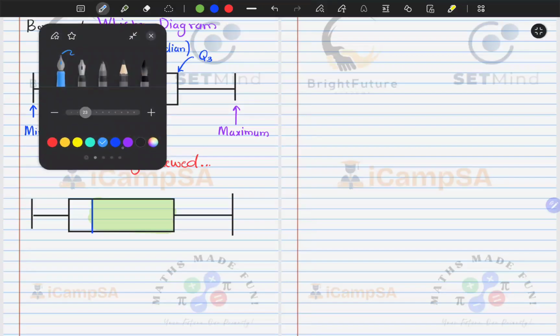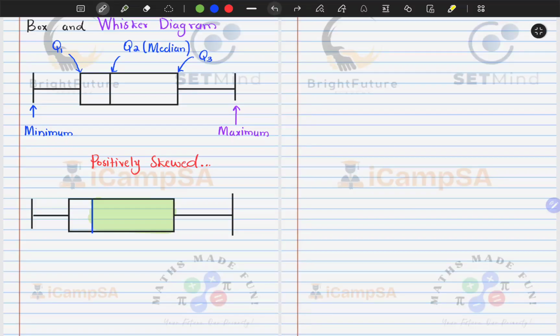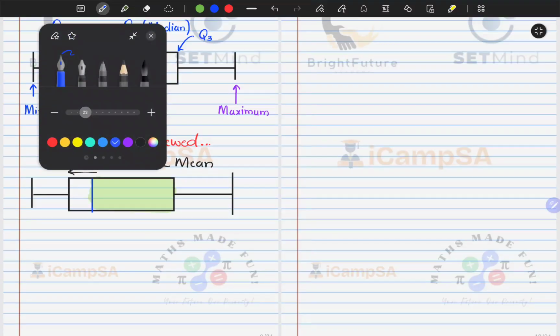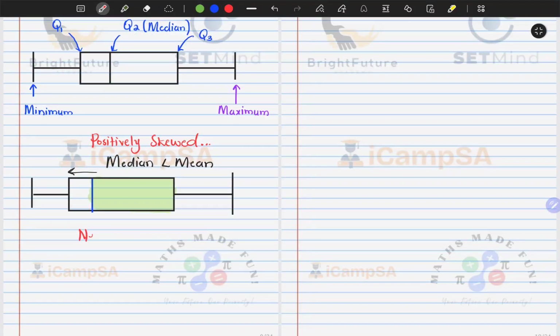But when does this happen, such that this line here shifts more to the left? If you observe carefully, this happens whenever your median is less than your mean. So this happens when your median is less than your mean. Think of it this way. And then we obviously have another one, which is negatively skewed.